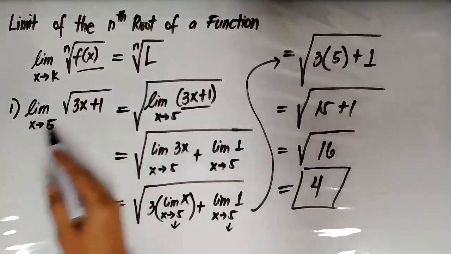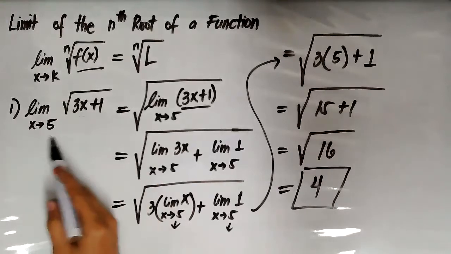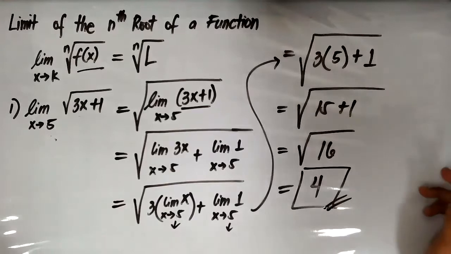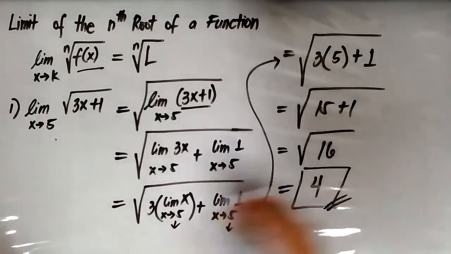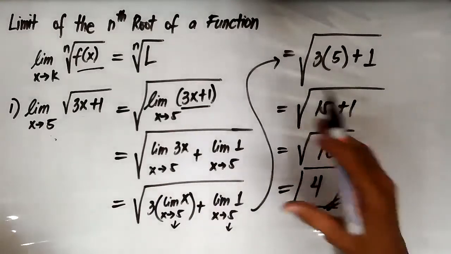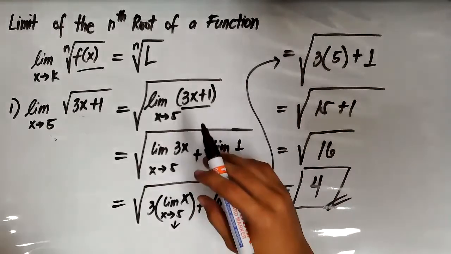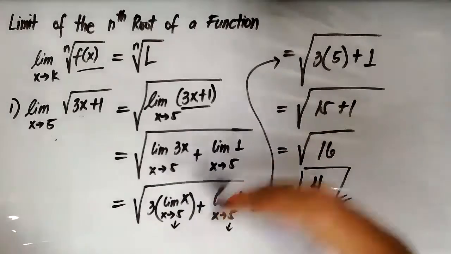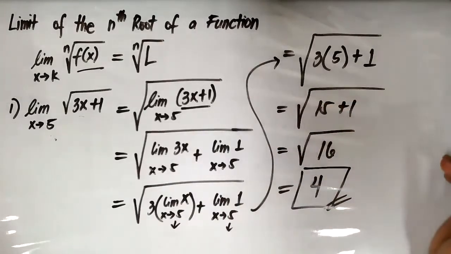If you get the limit of the square root of 3x plus 1 as x approaches 5, your answer here will be equal to 4. And we will use all the basic limit laws to deal with those complex limit problems that you've seen in the first part of this video. We're going to put them in their simplest components and get their individual limits.